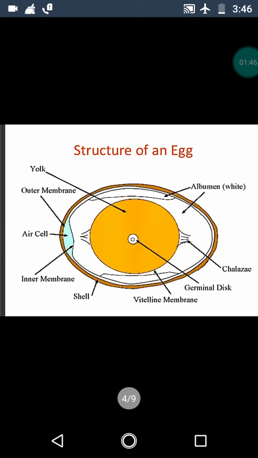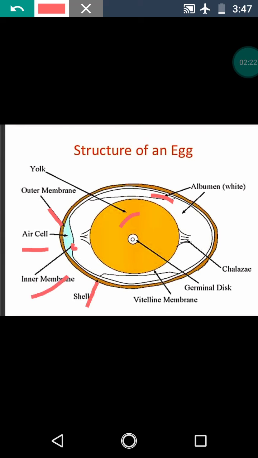So this is the diagram of the egg, or the structure of the inner section of the egg. So first we can see this is the albumin. This yellow part is the yolk. This is the outer membrane. There is an air cell that is present at the bottom of the egg. This is the inner membrane. This is the outer shell.